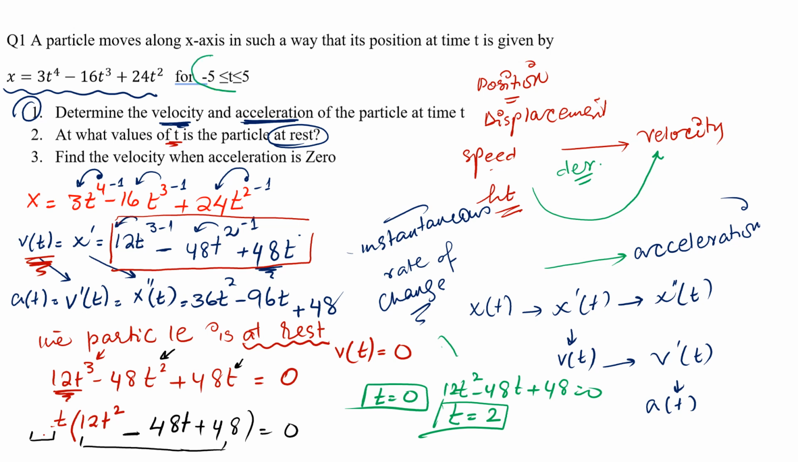And here you can see that they are already telling you that the time should lie between -5 and 5. So here of course the 0 lies in this interval, and t equals 2 also lies in this interval. Now some students sometimes ask, what if the t doesn't lie in this interval? You will only pick the t that lies in this interval. So here you will write, in AP calculus questions, you always write a statement to finish your answer. You have to write that at t equals 0 and t equals 2, the particle will be at rest.